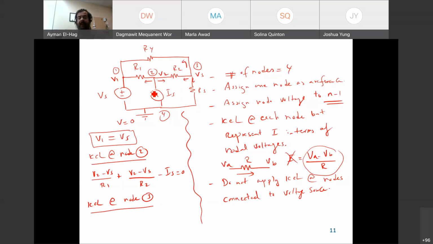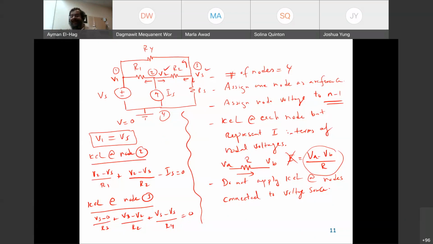So we don't care about the previous step. We can still assume the currents are leaving from the node. So here the current that's going down, which is V3 minus 0 divided by R3 to the left, plus V3 minus V2 divided by R2, plus V3 minus Vs divided by R4, equal to 0. So we have two equations, two unknowns. The only two unknowns are V2 and V3, and then we solve them.